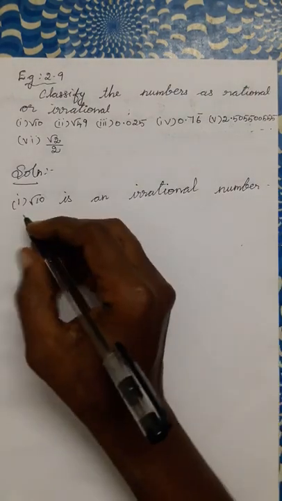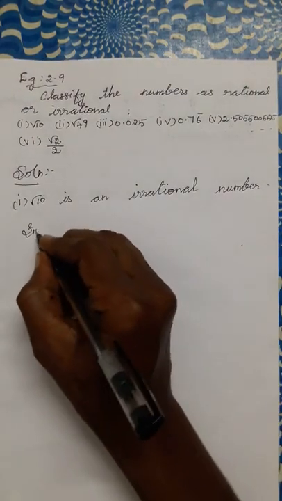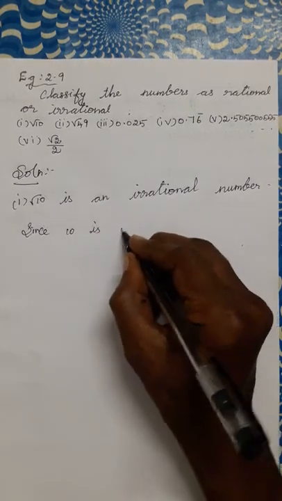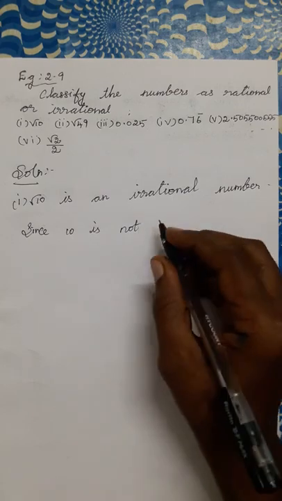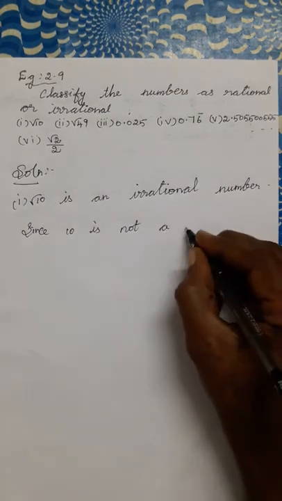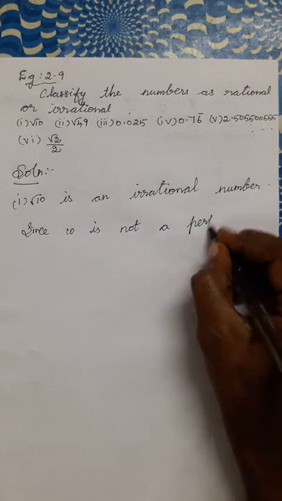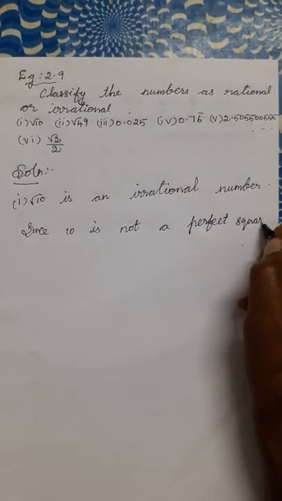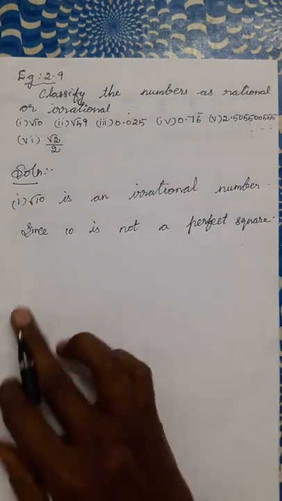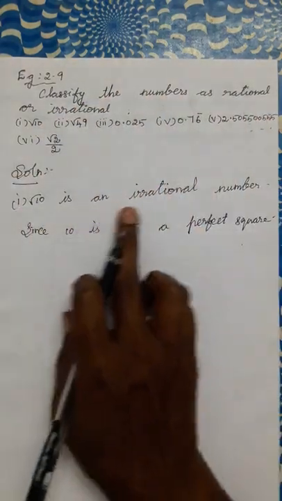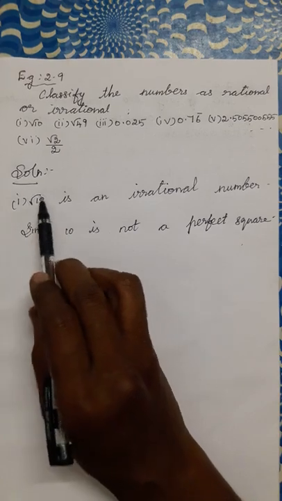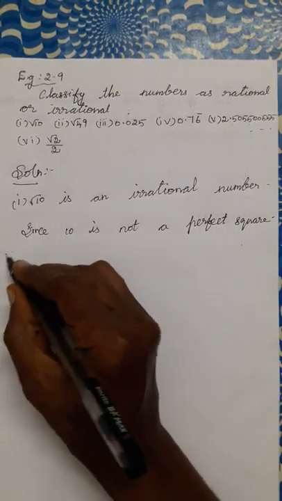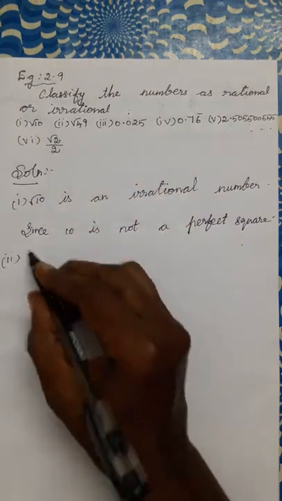Why is it an irrational number? Since 10 is not a perfect square. Therefore, this number is an irrational number. Therefore, root 10 is an irrational number. Then the second question, root 49.